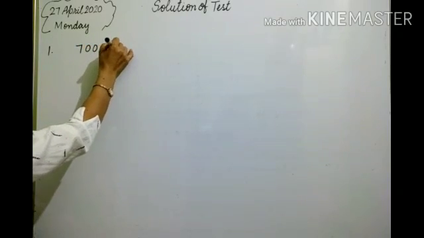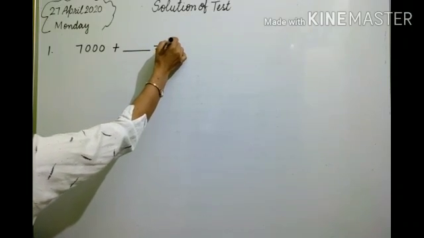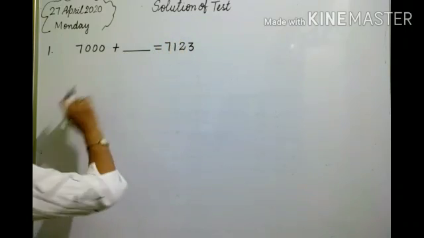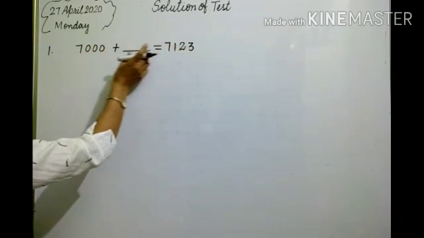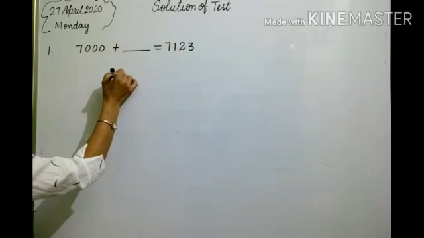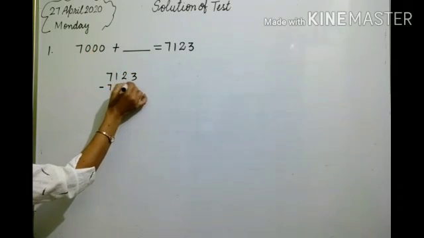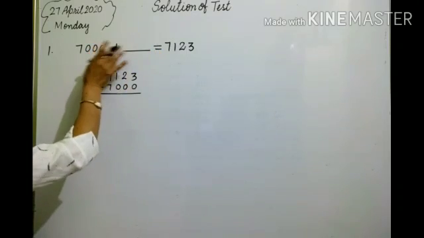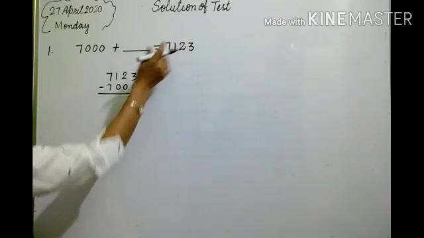7,000 plus what do we add so that we can get the answer 7,123? When we are given an addend and the sum, we find the second addend by taking the sum minus the addend which is given. The numbers which we add are called addends, and the answer of addition is called the sum.